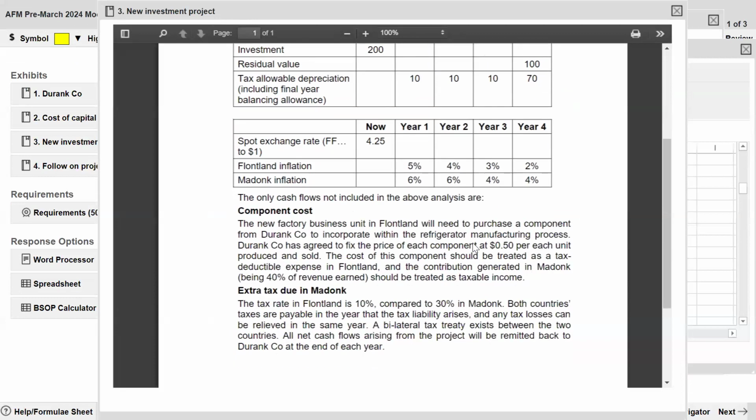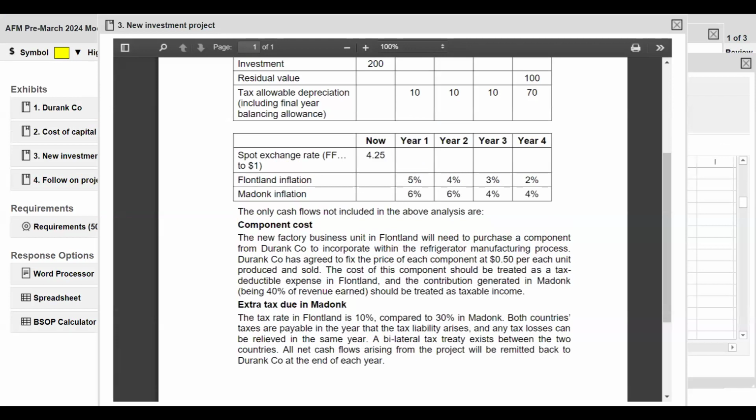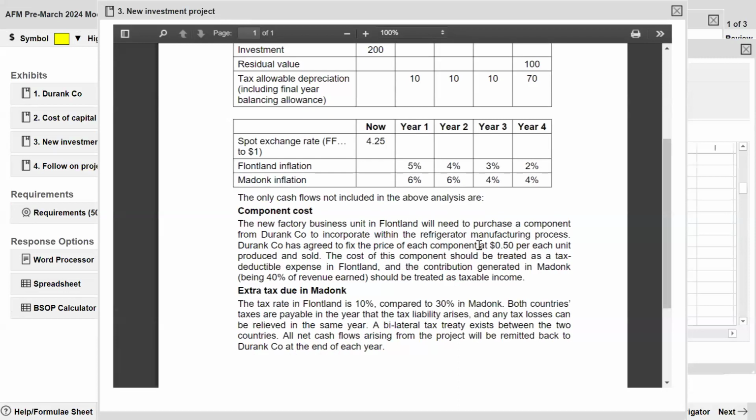The only cash flow not included in the above analysis are as follows. Component cost. The new factory business unit in Frontline will need to purchase a component from Durong company to incorporate with the refrigerator manufacturing process. Durong has agreed to fix the price of each component at $0.5 per unit produced and sold.